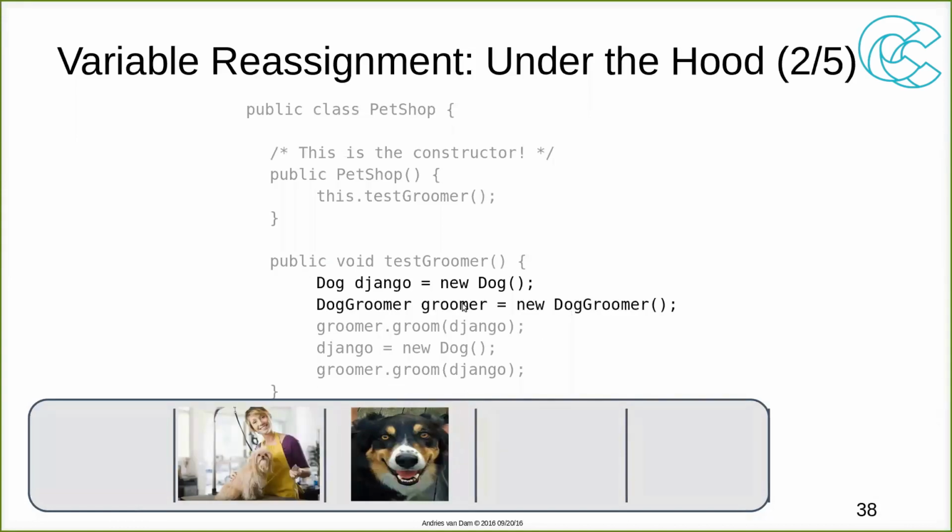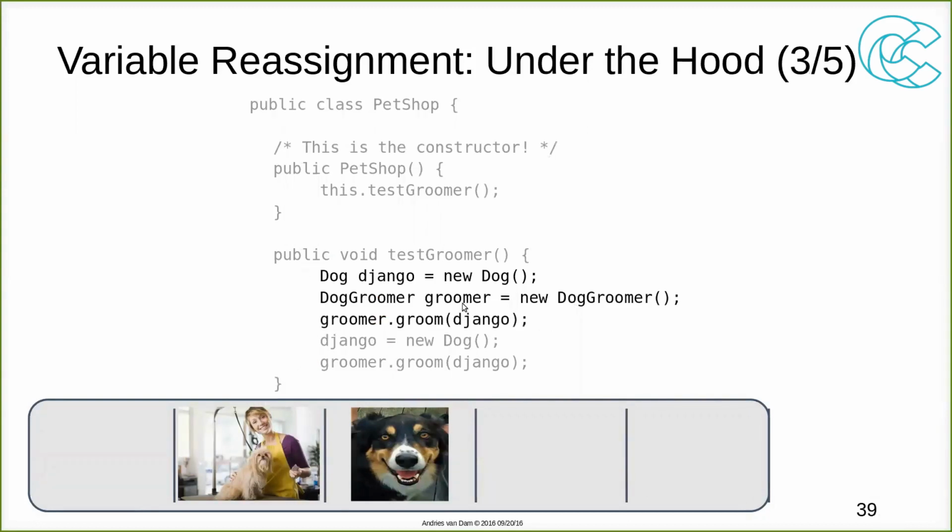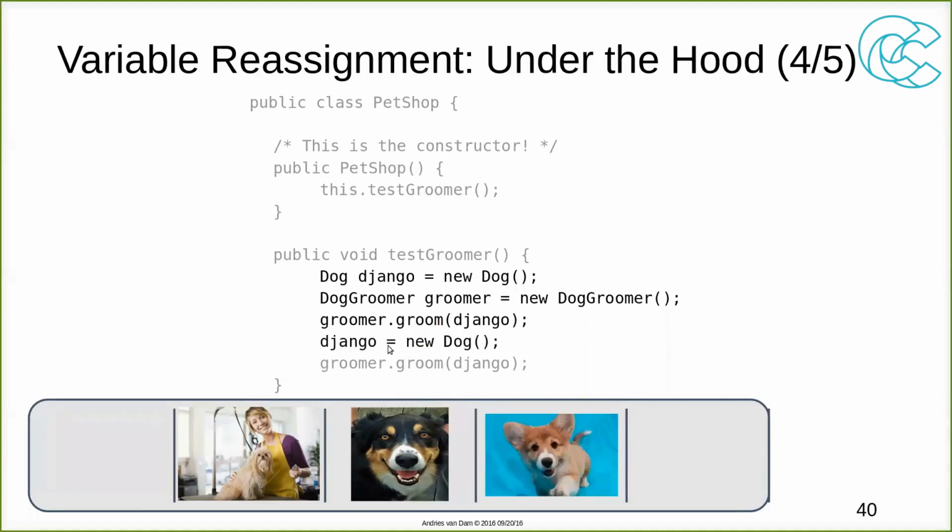You also have created the groomer, and you call the method, the details of which we will skip. But here you have created one more instance of the dog, but you have assigned it to the same name, Django. Right? So now Django refers to the new memory location, this one. And it would have lost the connection with this previous location. Right?